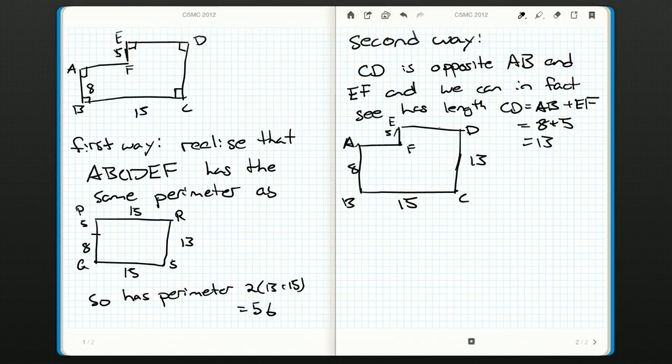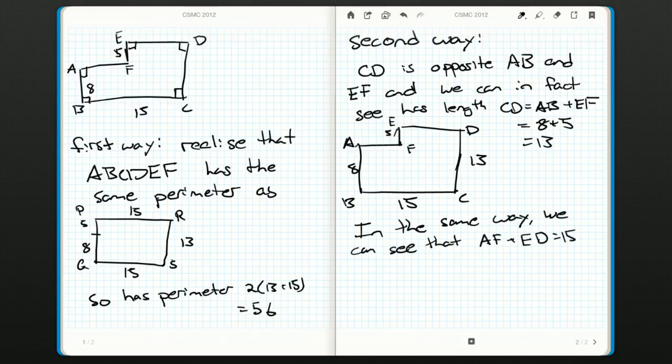Now AF and ED, we don't quite know what they are. That's a problem. But, and this is sort of the intermediate step of knowing how to get CD and knowing that the perimeter here is the same as the perimeter of PQRS, the intermediate step is realizing AF plus ED is equal to 15.